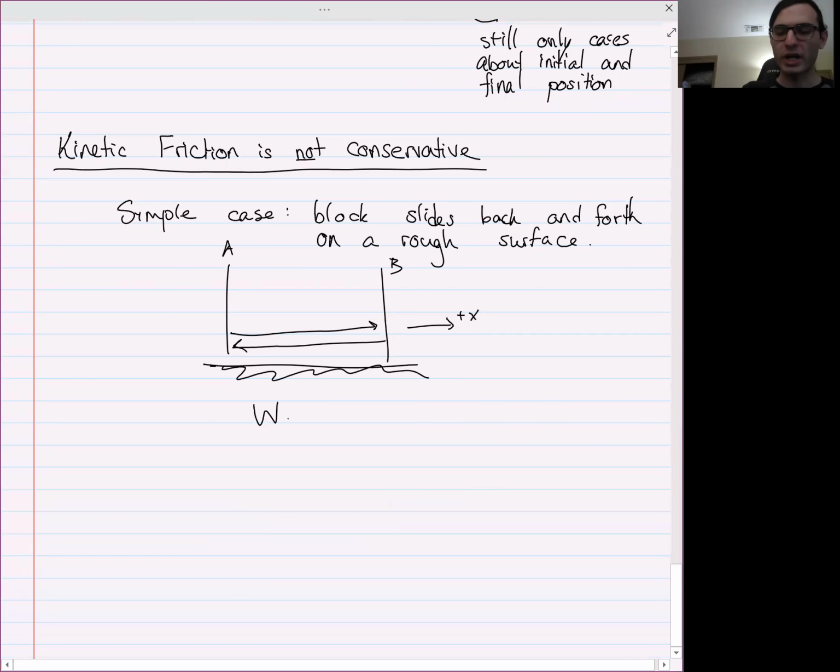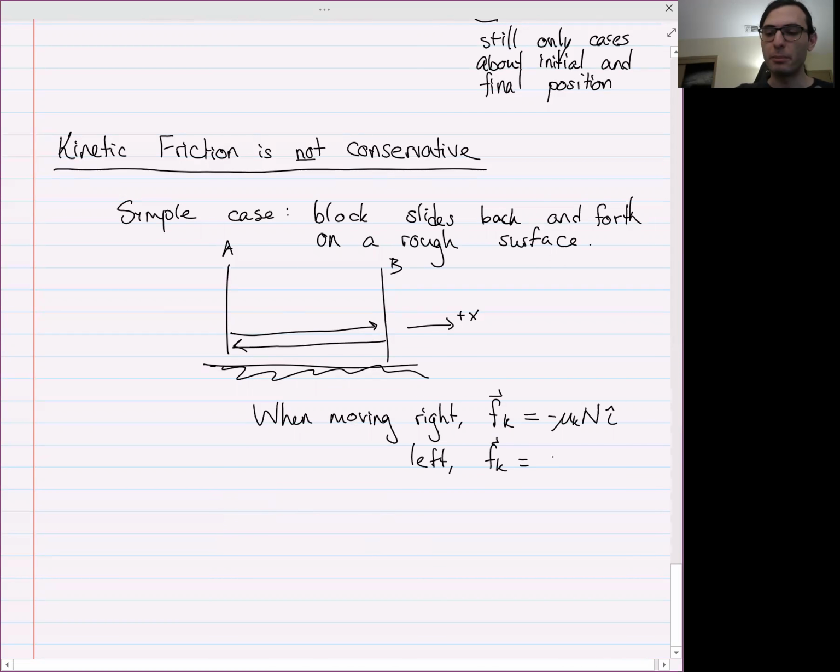So when it's moving right, F sub k, this is the frictional force. The frictional force points in the opposite direction of the direction of motion. So this would be negative mu sub k times n in the i hat direction. It points to the left, and n is just the normal force, whatever it is. When it's moving to the left, F sub k would point to the right. So it'd be mu sub k n in the i hat direction.